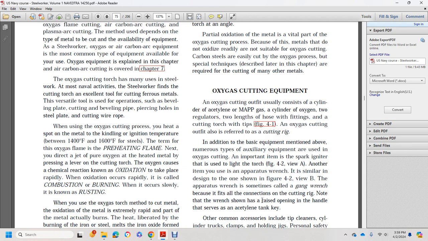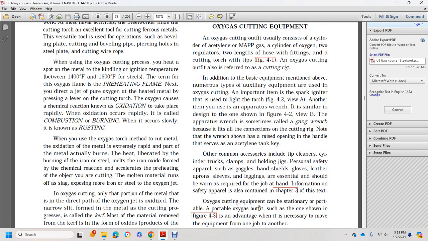Note that the wrench shown has a raised opening in the handle that serves as the acetylene tank key. Other common accessories include tip cleaners, cylinder trucks, clamps, holding jigs, and personal safety apparel such as goggles, hand shields, gloves, leather apron, sleeves, leggings, and steel-toed shoes, which are required for the job. Information on safety apparel is contained in Chapter 3 of the text.